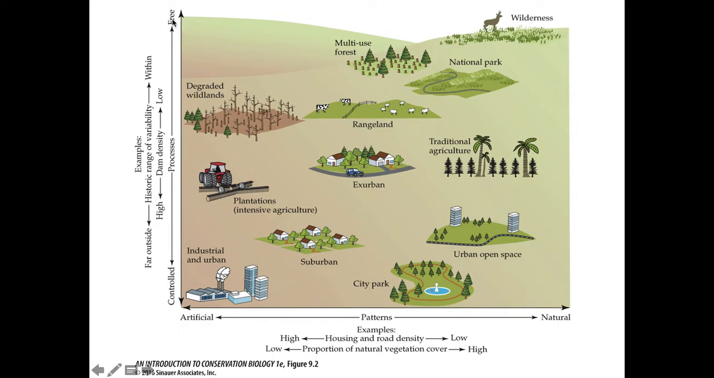If we go along this way to where we have controlled but free, we have things that are still all in this artificial category. So from cities, we go up to things like intensive agriculture and degraded wildlands. They're not being controlled, but they're very artificial environments. And then if we go to this axis, the things that are the least controlled and the most natural are things like wilderness, national park, multi-use forests, and then we get everything in between, from more traditional agriculture to more exurban and suburban neighborhoods.